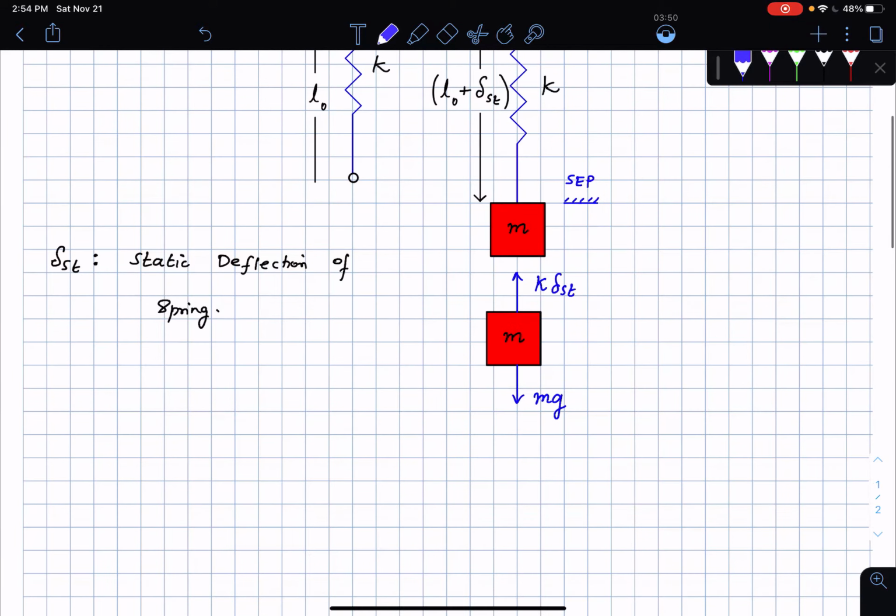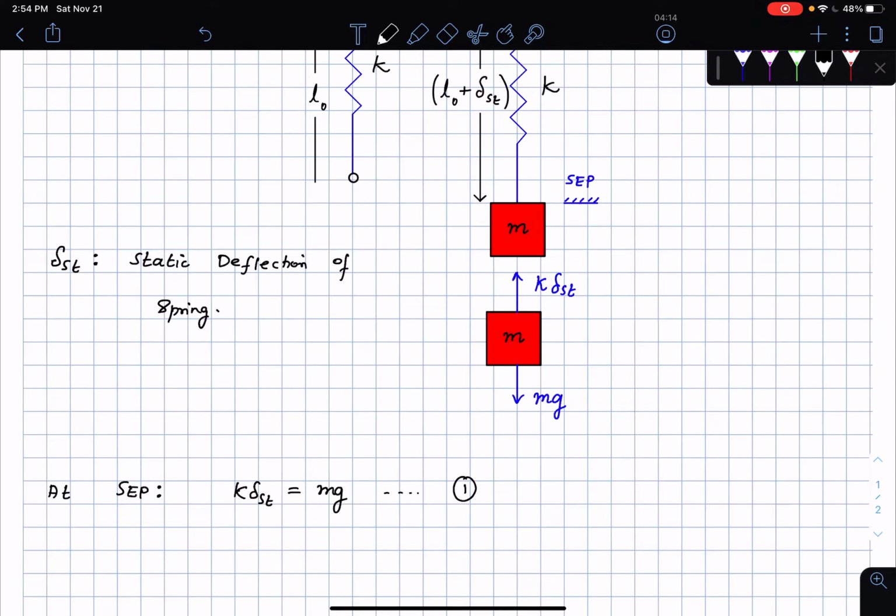If I look at static balance, then at SEP I can very well see that K times delta static is equal to m times g. This is because the system is in static equilibrium. This is not difficult to understand. So this is the first equation that I'm going to be writing. I'll call this equation 1.